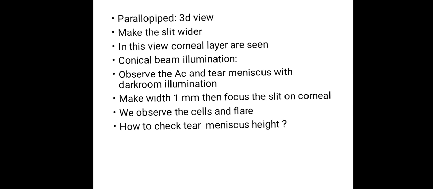Do you know how to check the tear meniscus height? For tear meniscus height, a small beam is kept at the temporal lid margin, then compare the slit height with the tear film height. It should be 0.7 mm or 1 mm. Below that it suggests a cross section of tear deficiency, that is, dry eye.